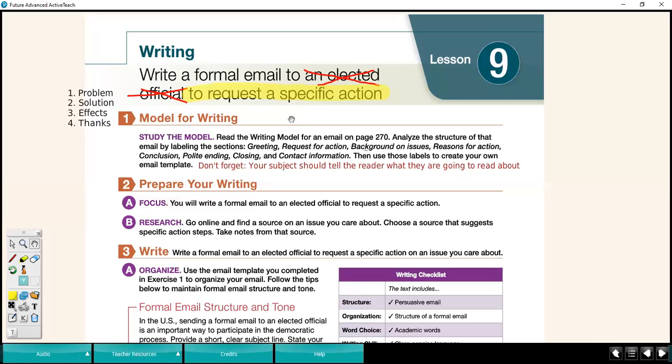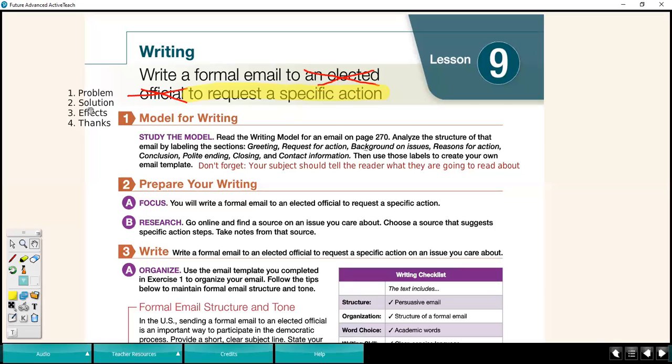But whatever your situation, it's okay. You're going to follow the same formula. And again, this is to write a formal email, and you're going to request a specific action. So basically, you're going to write an email and present your problem with a little bit of background information about the situation. You're going to present a solution or multiple solutions to that problem.